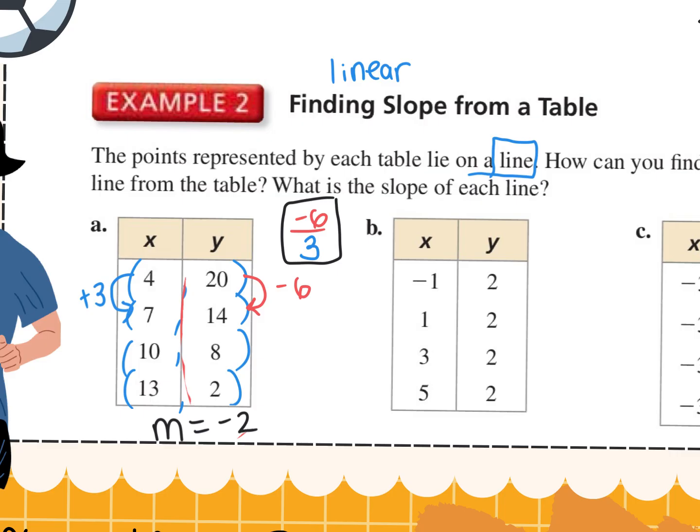And because they already told you that this is a linear function, that's going to keep happening. If you did the change in y divided by the change in x, you'd see that it kept simplifying to -2.